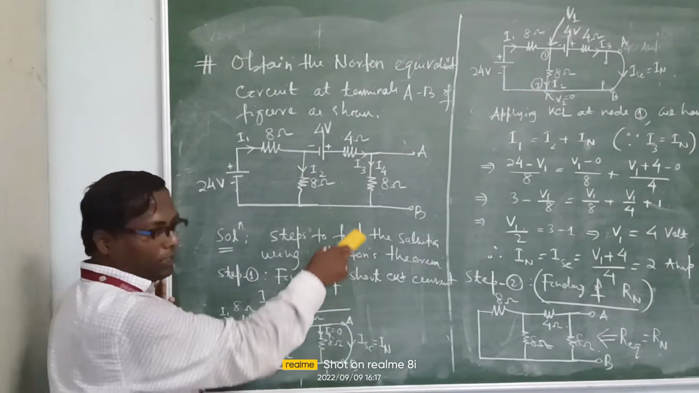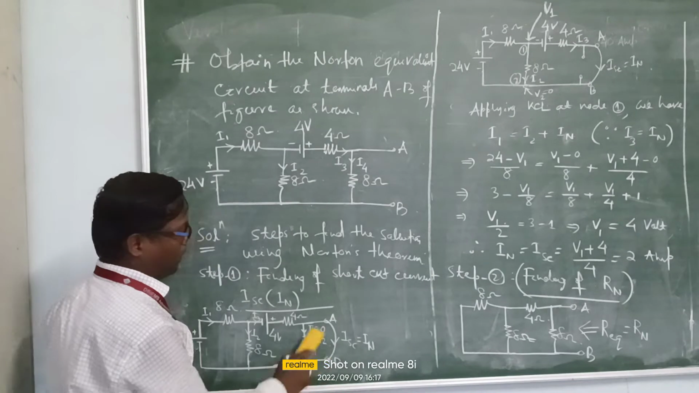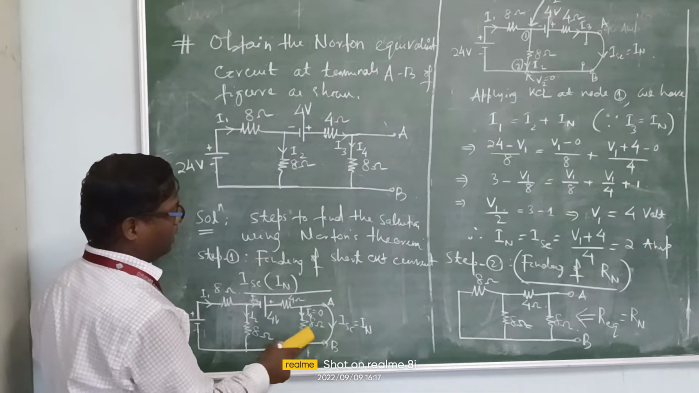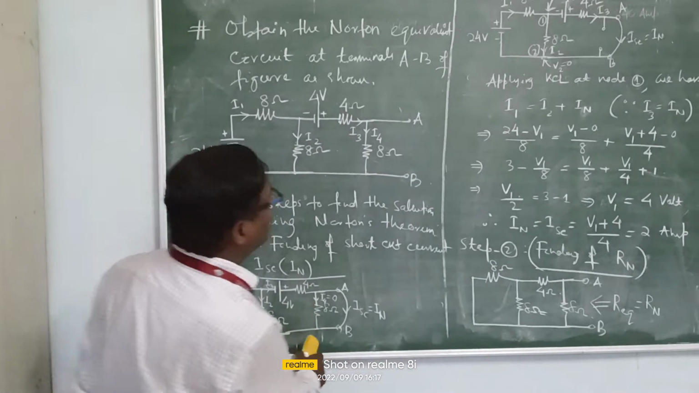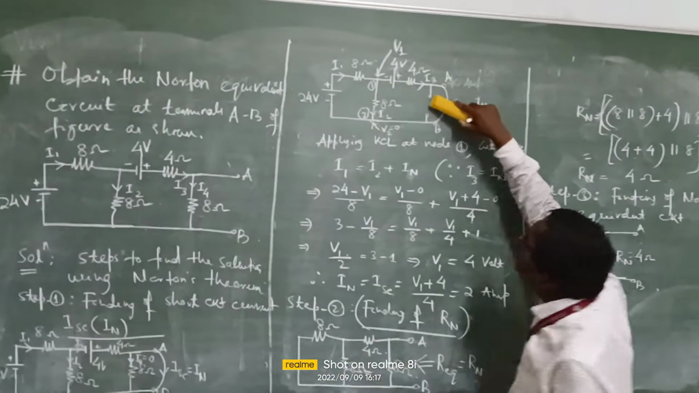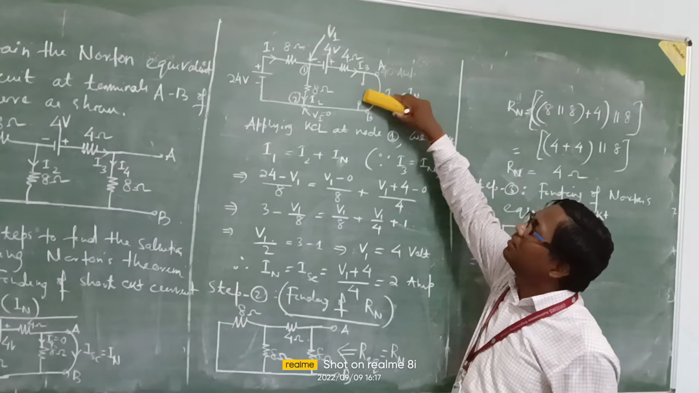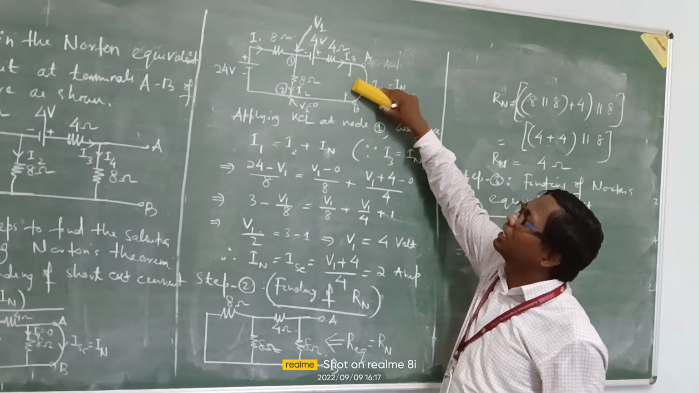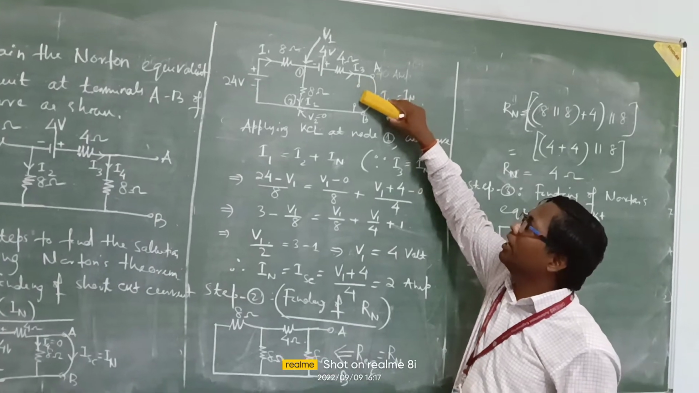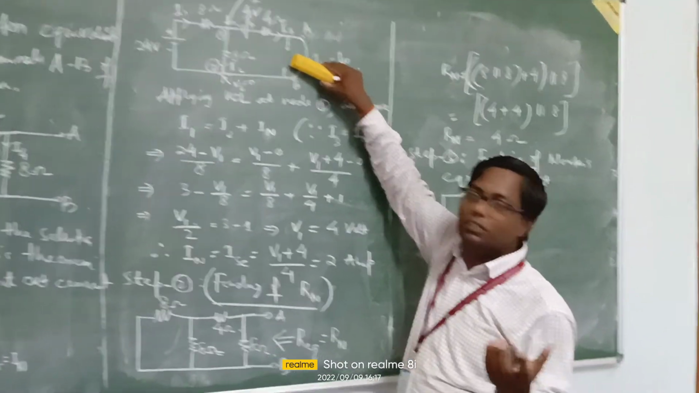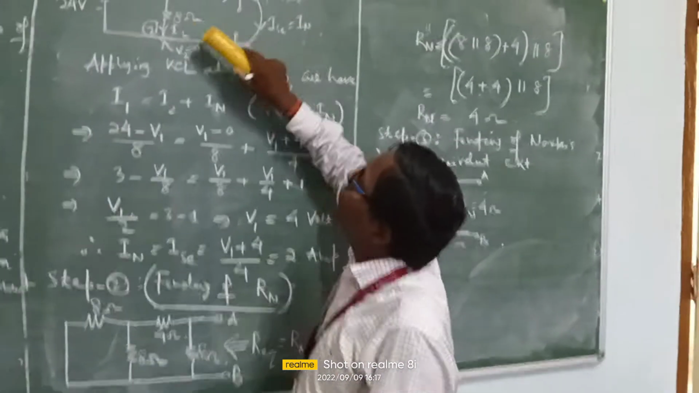But if we take short circuit, then what we can find? If we take short circuit, no current can flow through the 8 ohm. So the above diagram can be redrawn like this. Now the 8 ohm is effectively open circuit, that is valueless, because no current is flowing. If no current is flowing, there is no voltage drop.